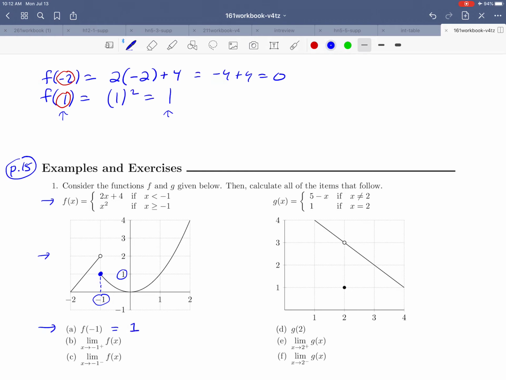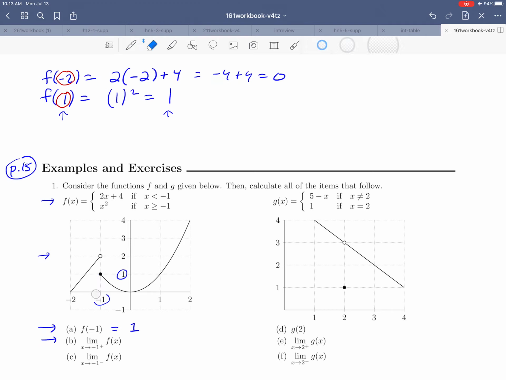Then next we come to the limit as x goes to -1 from the right-hand side. That's asking us, how are the y values of our function behaving if we take x values that are a little bit bigger than -1 and approach -1?